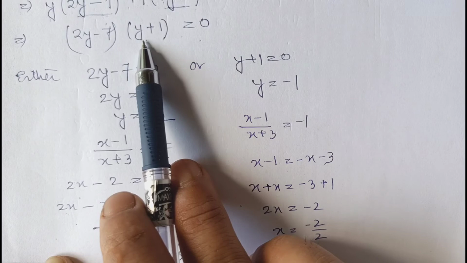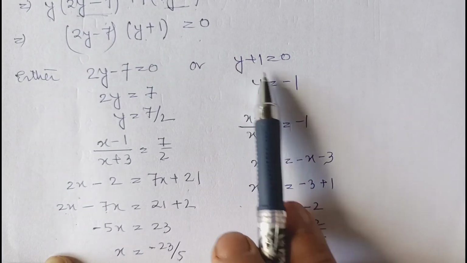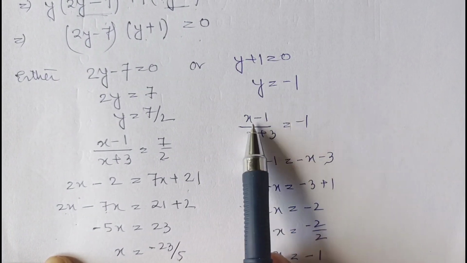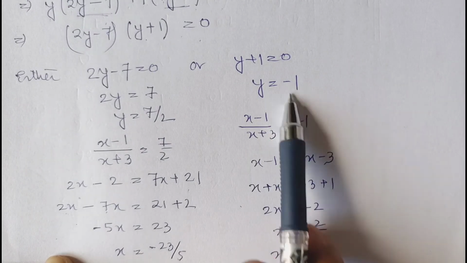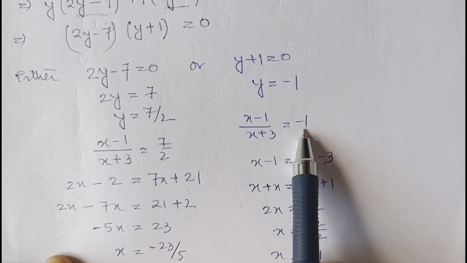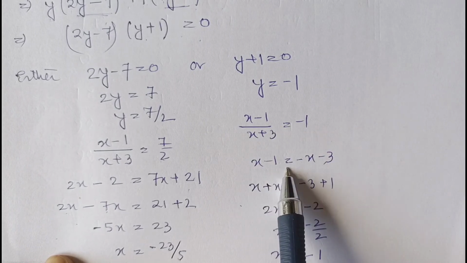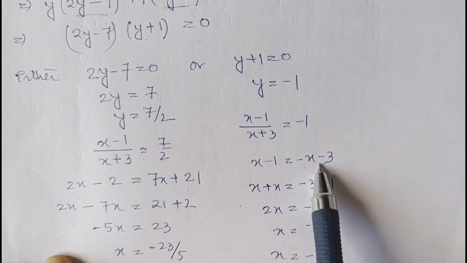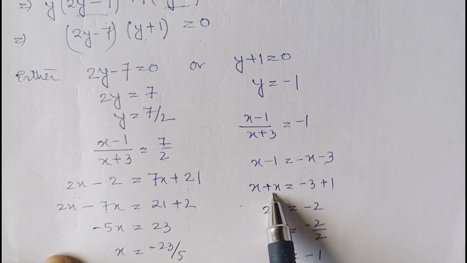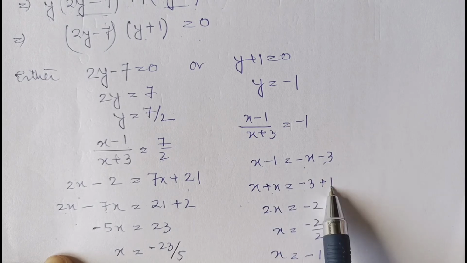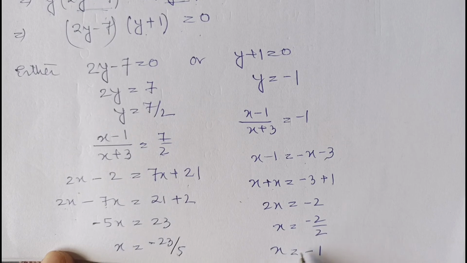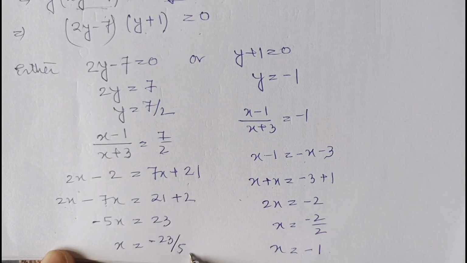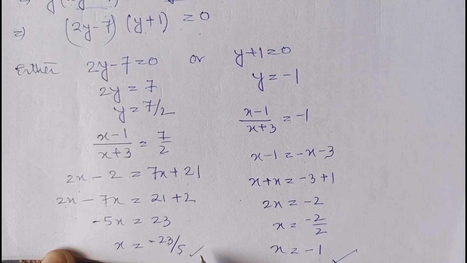Again from this part we got y plus 1 equals to 0, so y equals to minus 1. Since we have considered x minus 1 by x plus 3 equals to y, we are replacing it equals to minus 1. So on cross multiplication we are going to get x minus 1 equals to minus x minus 3. So x plus x equals to minus 3 plus 1. Twice x equals to minus 2. So x will be minus 2 by 2 which will give minus 1. Therefore minus 23 by 5 and minus 1 are required roots of the given equation.